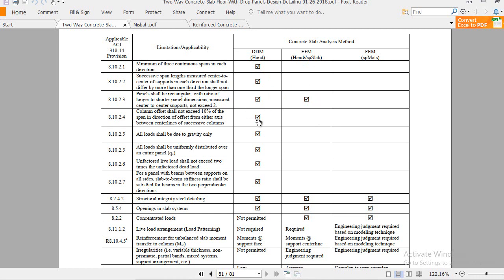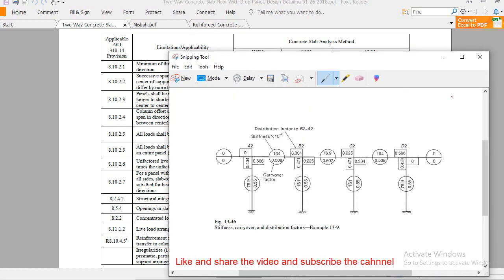The most important limitation is this one: column offset shall not exceed 10%. I already explained this in the lectures which I uploaded on the DDM method. If you visit my YouTube channel, there is a full playlist regarding the DDM method. I explain these limitations thoroughly, so please go there and watch them.